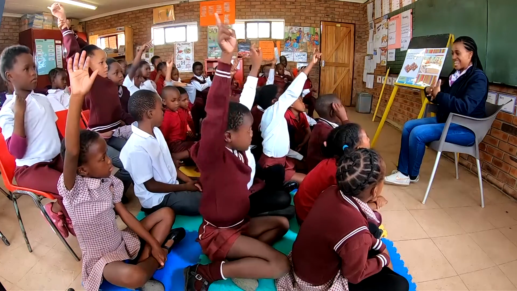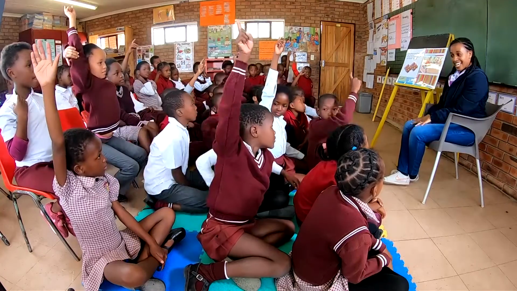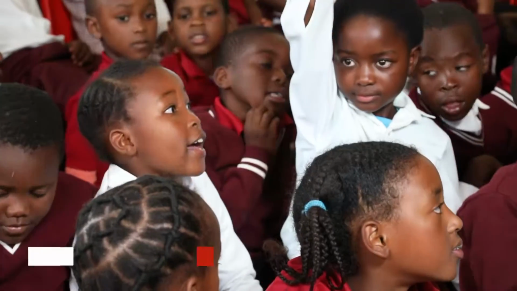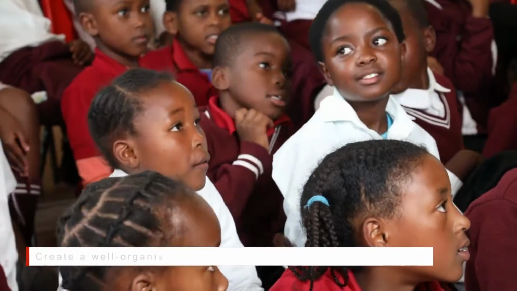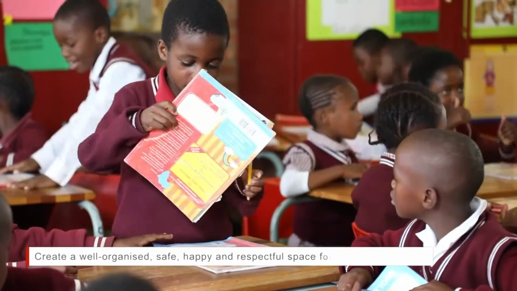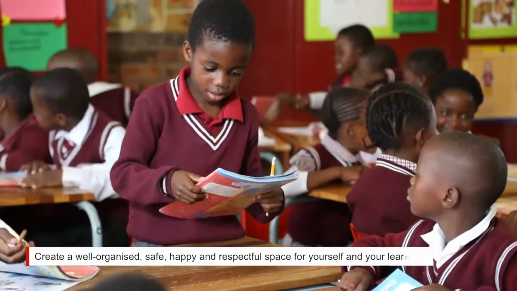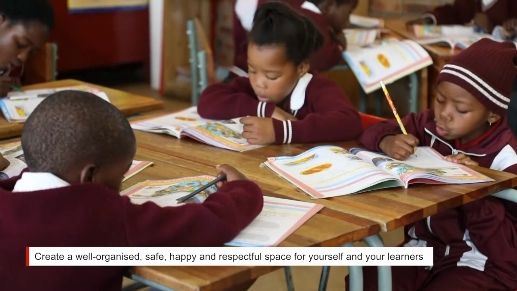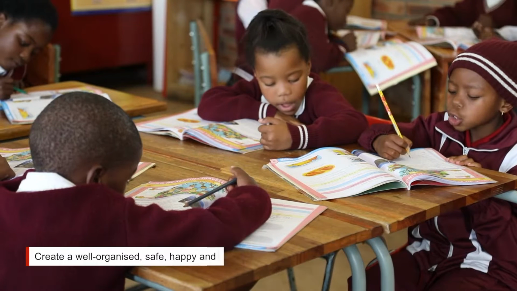The culture of a classroom is defined by the environment and the atmosphere that is created. Teaching and learning are more effective in a classroom that is well organized and efficiently run. It is also more effective if the classroom is a safe, happy, and respectful space for the learners and the teacher.